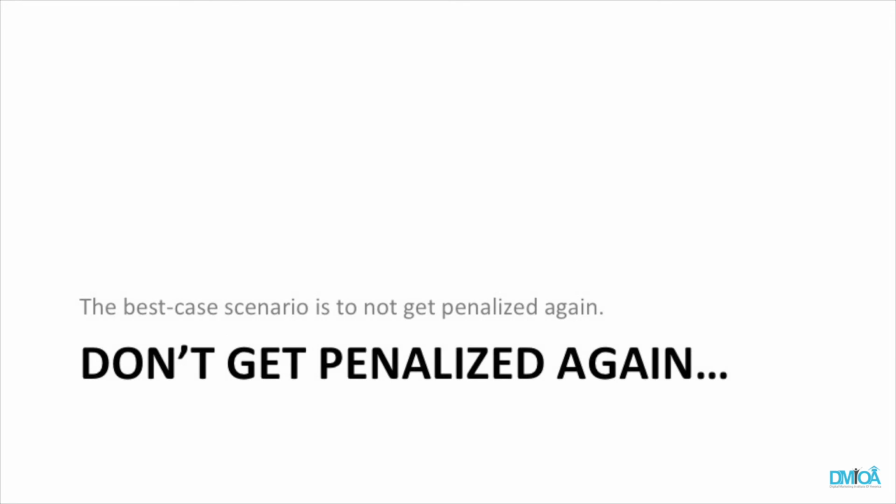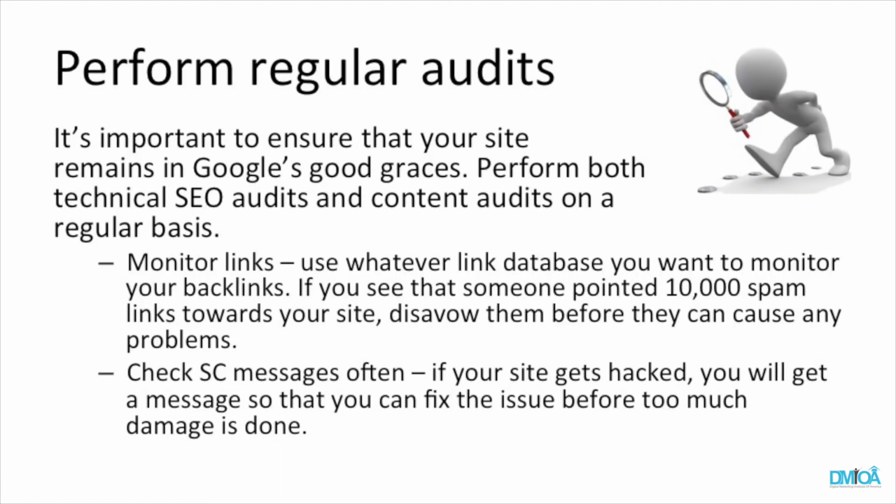A lot of time is spent fixing these penalties. So the best case scenario is not to get penalized again. And there are three main ways you can drastically reduce your chances of a future penalty. The first one is to perform regular audits. It's important to ensure that your site remains in Google's good graces. Perform both technical SEO audits and content audits on a regular basis.